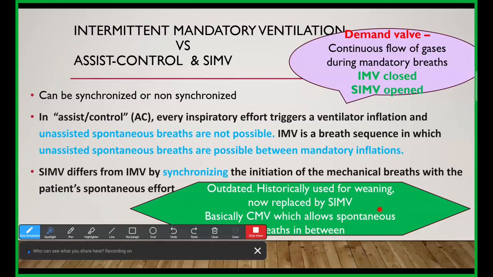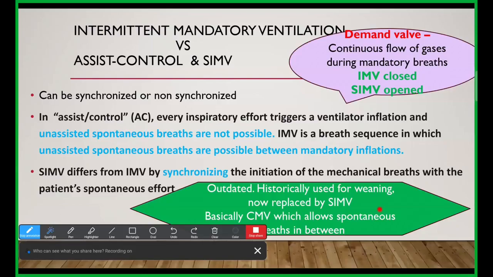How is it different from the assist control ventilation? This is how the intermittent mandatory ventilation is different from the SIMV: synchronization versus non-synchronization. Non-synchronized means the demand valve will be closed so that there is no continuous flow of gases during your mandatory breaths. Whereas in SIMV, the demand valve will be open so that there will be continuous flow of gases, which will sense the patient's trigger, and the spontaneous breath will be turned into a mandatory breath by synchronizing it. So there is a synchronization window, which we'll discuss later.